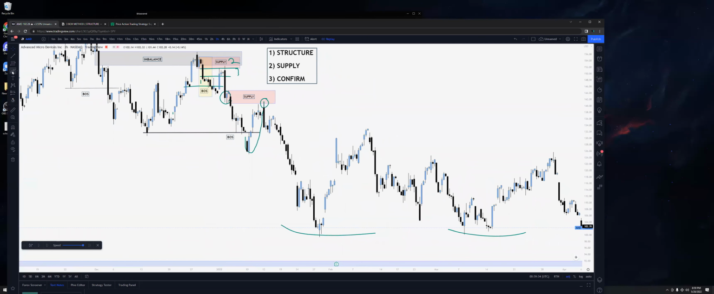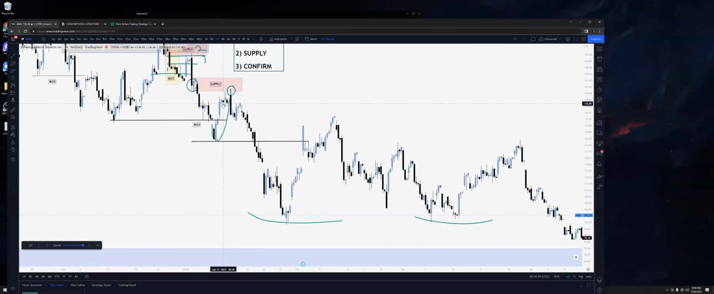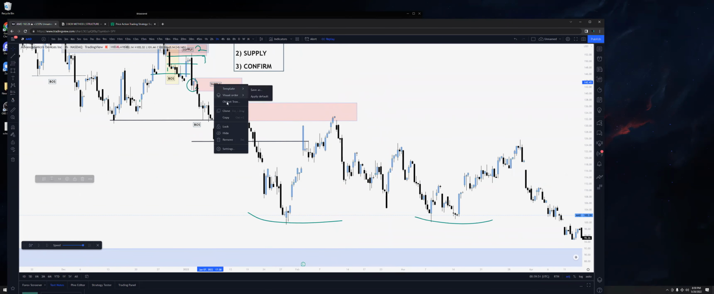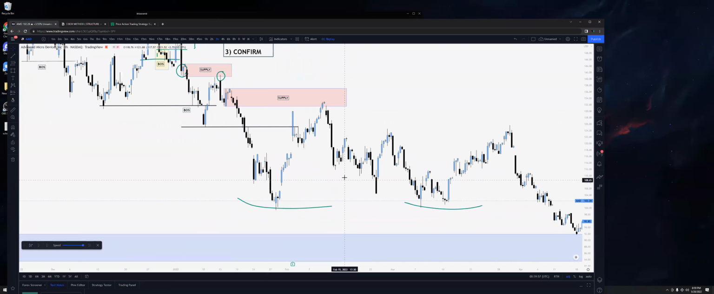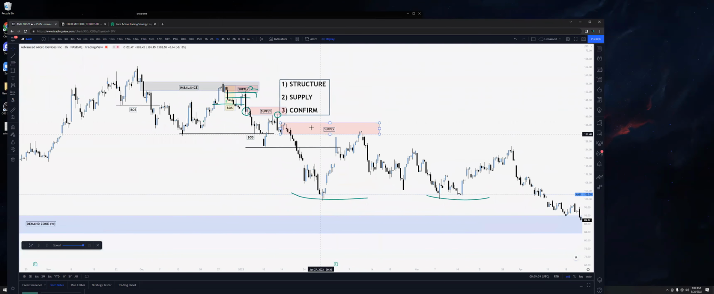Same thing over here. Let me clone this. That has been broken. You see how that's been broken? The last up, which is right here. Look how price comes right back up into that supply zone and goes short. You see how we can participate on that down run?